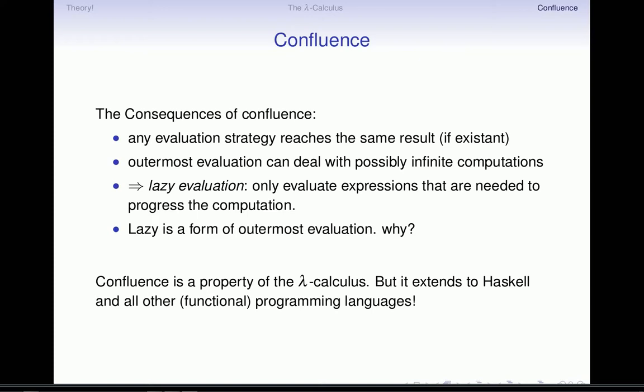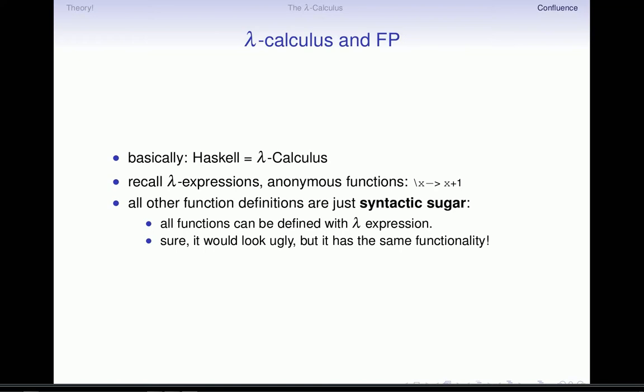So, confluence is a property of the lambda calculus in the first place, but it extends to Haskell and all other functional programming languages. Because essentially, Haskell is the lambda calculus. You can recall lambda expressions and anonymous functions in Haskell, and you see that they are virtually the same. All other function definitions that you have above the lambda calculus in Haskell are just syntactic sugar in a sense. They just make the program easier to read.